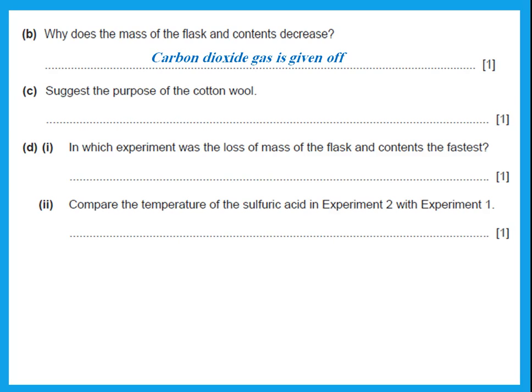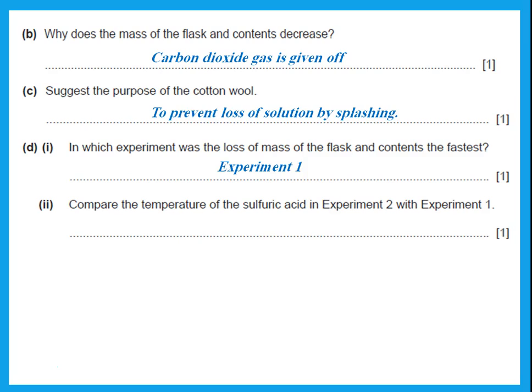Why are we putting a cotton wool? So just the purpose of the cotton wool. We said the cotton wool is there to do what? To prevent loss of solution by splashing. In which experiment was the loss of mass of the flask and contents the fastest? Now, looking at the two lines, which one was fastest? The experiment 1 was fastest. The one that he had already drawn was faster because it came down more quickly.